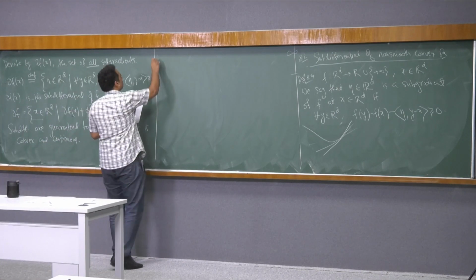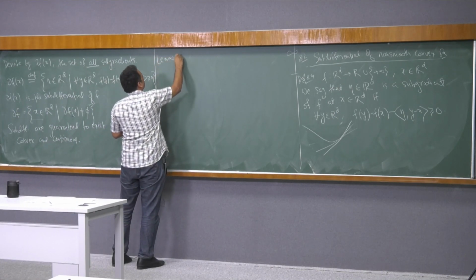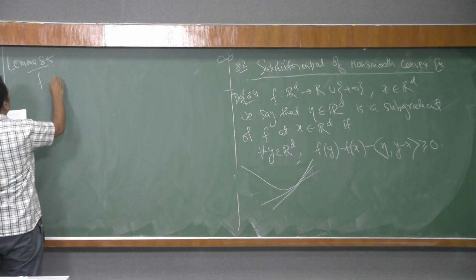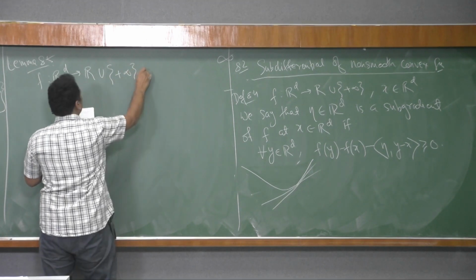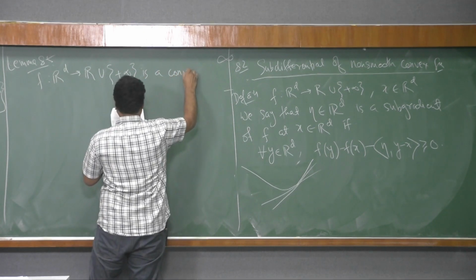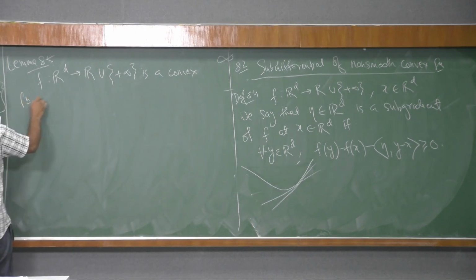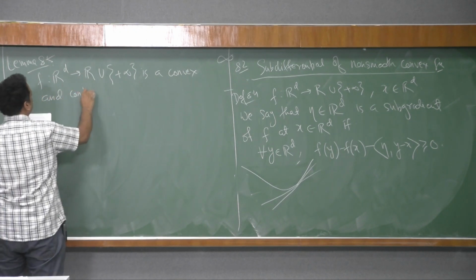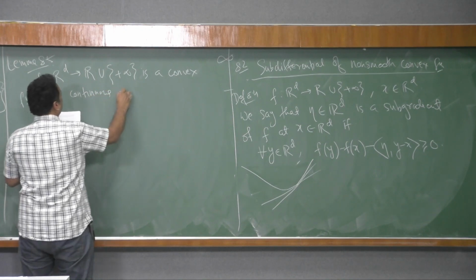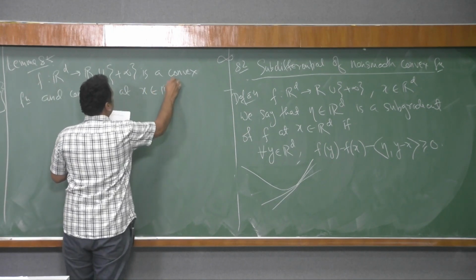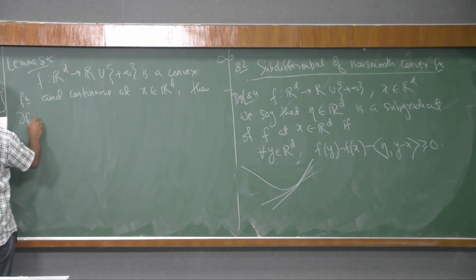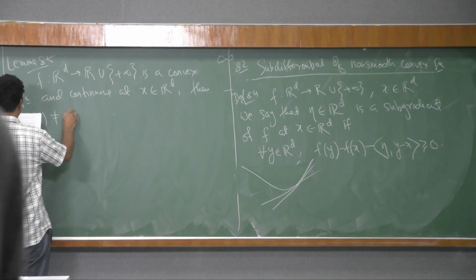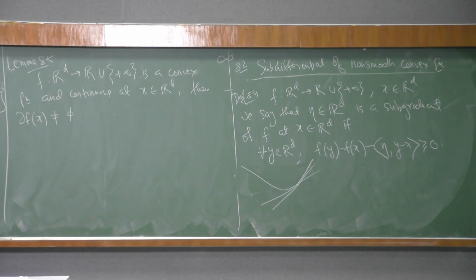You have Lemma 8.5. It says that if f from R^d to R union infinity is a convex function and continuous at x in R^d, then the subdifferential at x is not empty. So the proof of this, we will skip this.